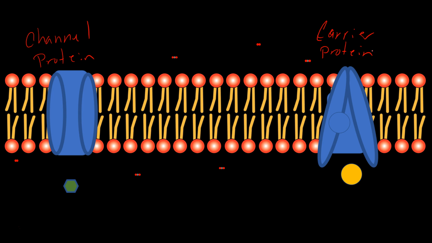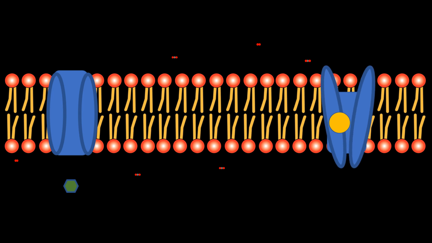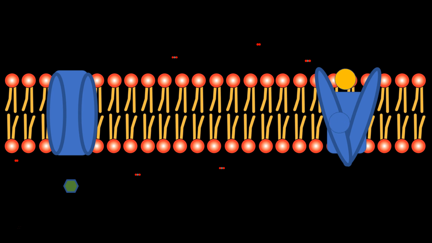And the difference between the two: the channel protein always stays open. A carrier protein does not. A carrier protein actually changes shape. So what will happen is you'll notice there's a special spot on this carrier protein for this molecule to attach to. So that molecule will attach to the carrier protein. Once it attaches, it'll cause that protein to change shape. Once it changes shape, that molecule will be released on the other end. Okay? So a carrier protein actually changes shape.